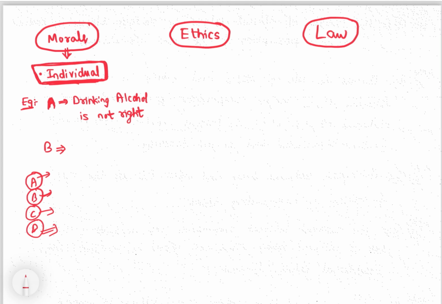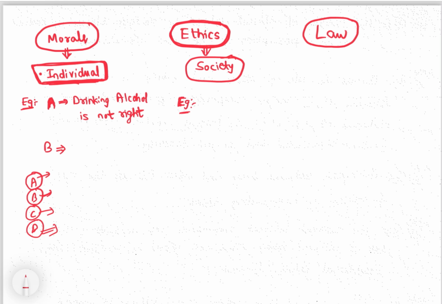On the other hand, ethics is society. Ethics is society. Now what is society? See, society is a group of individuals. Now what is ethics? It is a set of principles framed by the society on itself. Society imposed some principles on itself, thought of some principles, based on which it decides what is right and what is wrong. So let's take the same alcohol example.